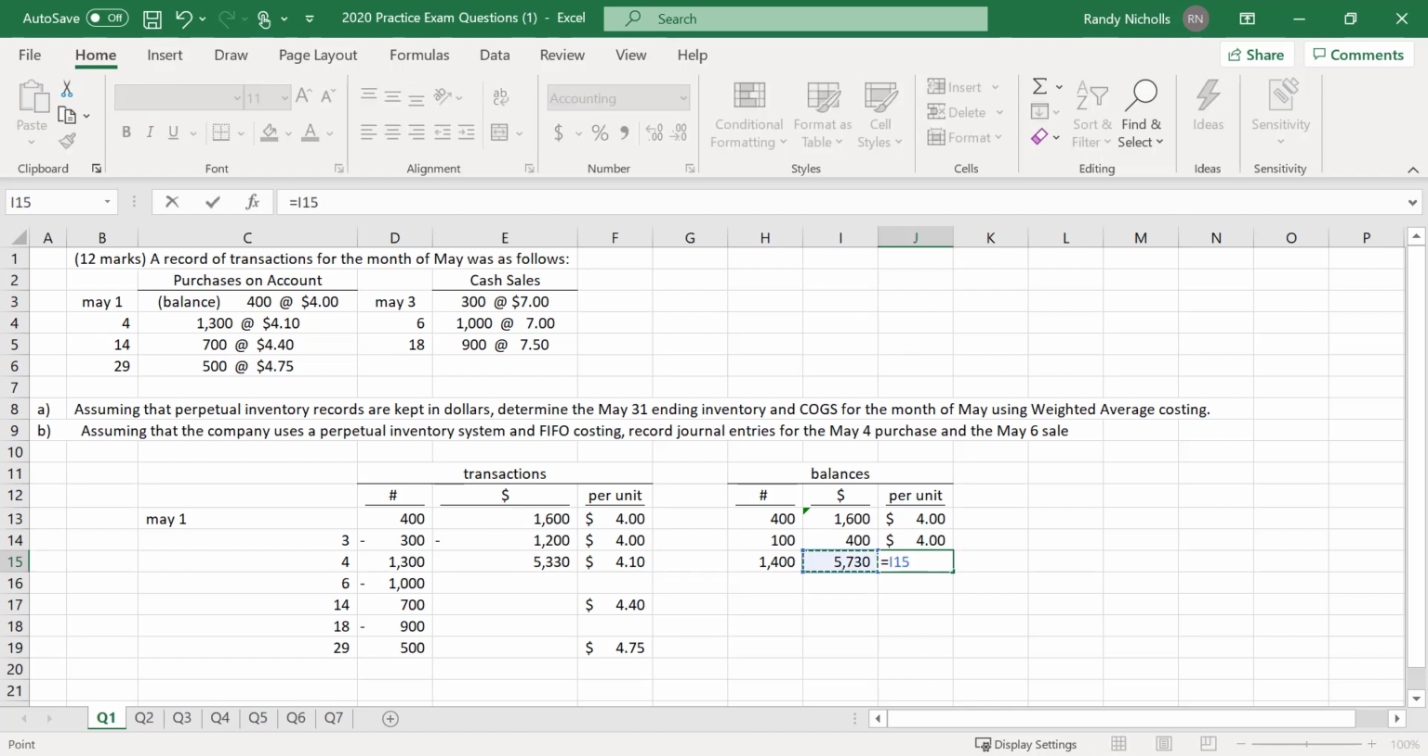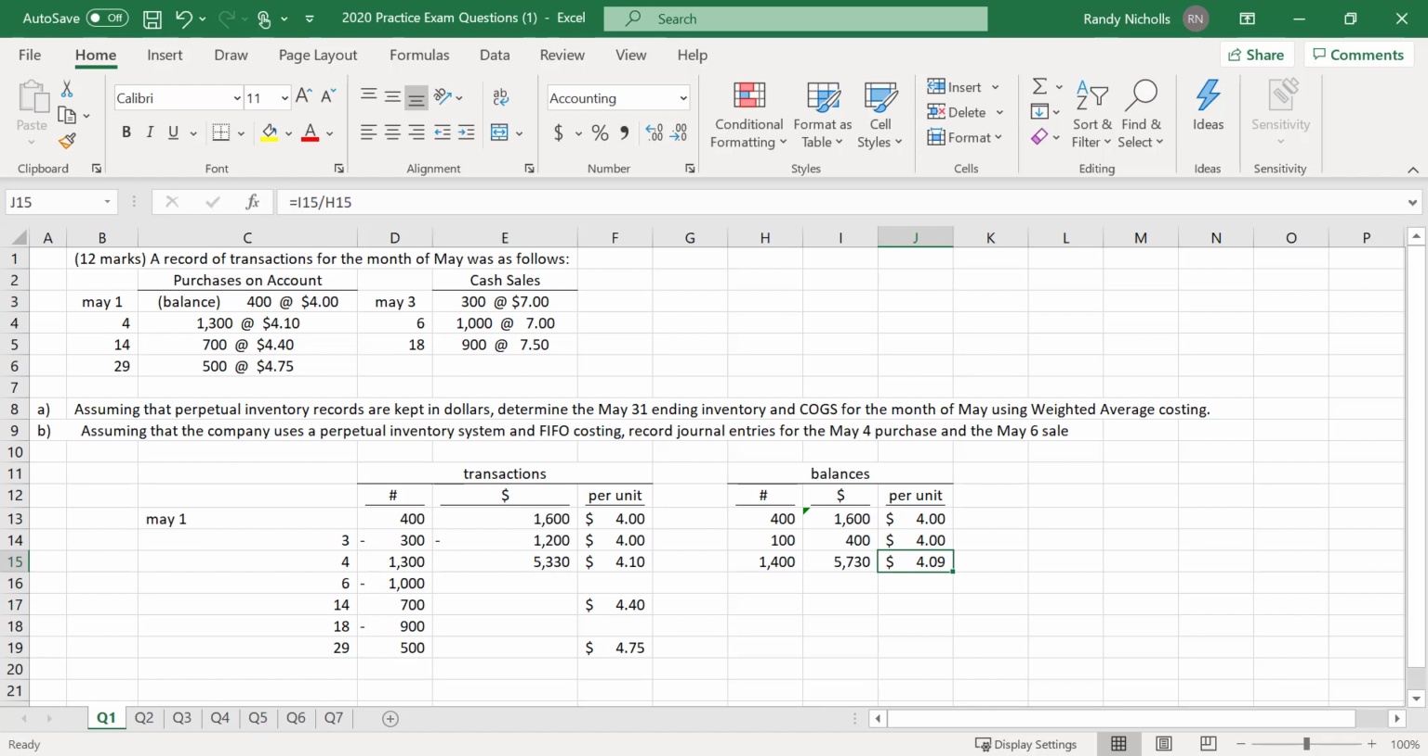So now my average cost is $4.09. Again, just take a quick look for reasonableness. It needs to be between $4 and $4.10, and a lot more than at $4.10, so it should be closer to that.